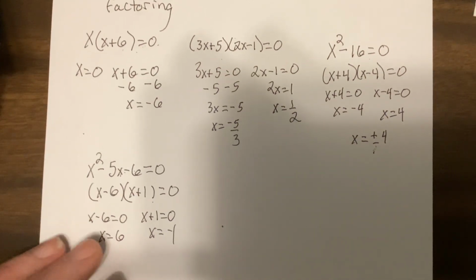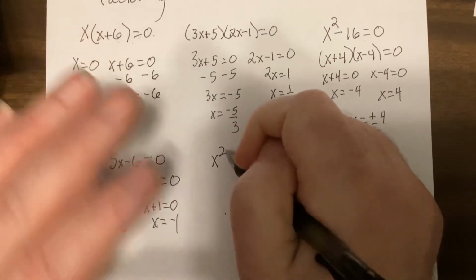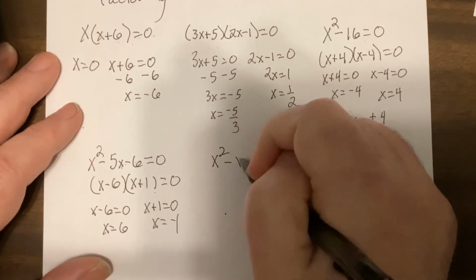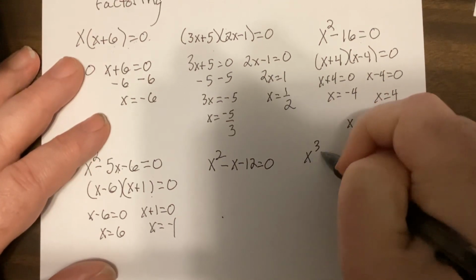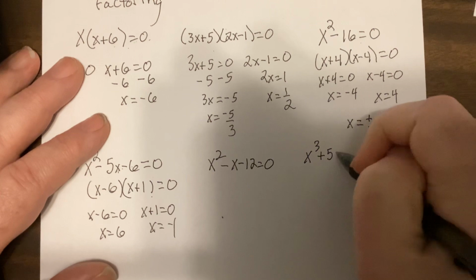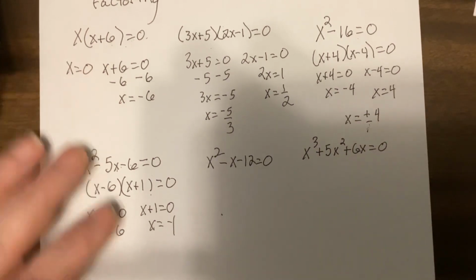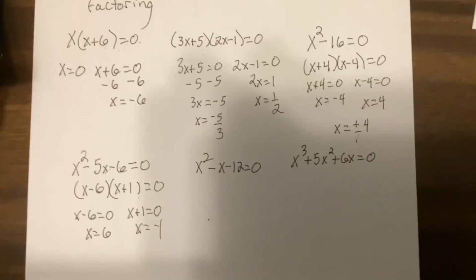Hey. Try 2 problems for me, please. Let's see. x squared minus x minus 12 equals 0. And x cubed plus 5x squared plus 6x equals 0. Freeze the video, do those 2, and then turn me back on. Who gave me this cold?